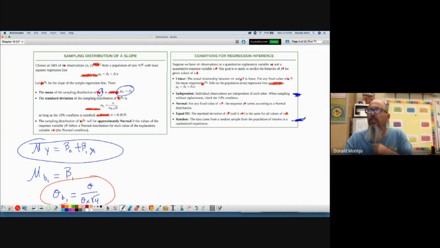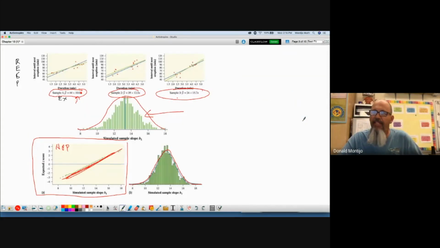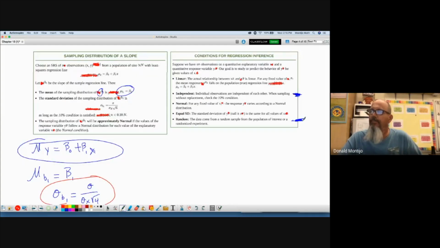Well, what do we do for the slope of a regression line? So that's what we were looking at in this previous slide. That's how we're going to test normality. We'll do that in an example coming up. Now there are two new conditions that we haven't talked about previously. Those two new conditions are, is the data truly linear? And are the standard deviations equal each time?